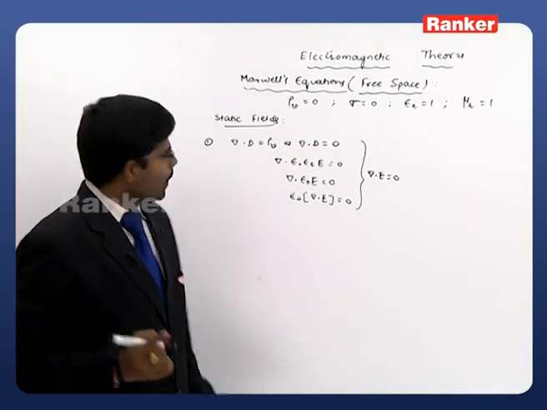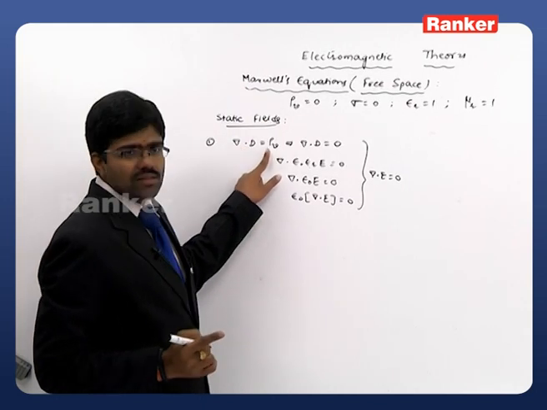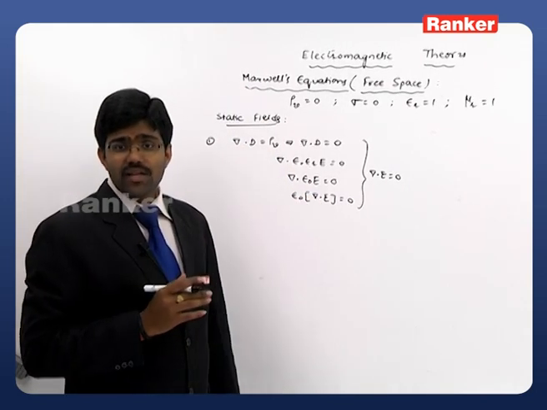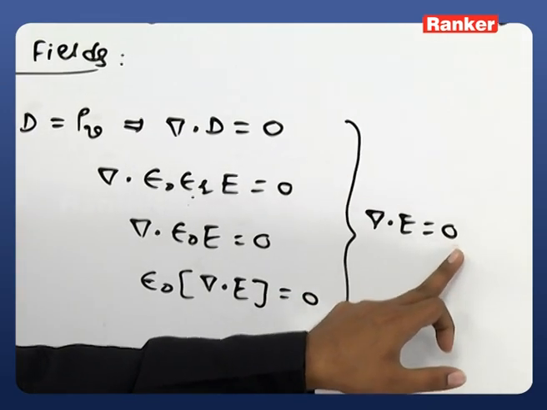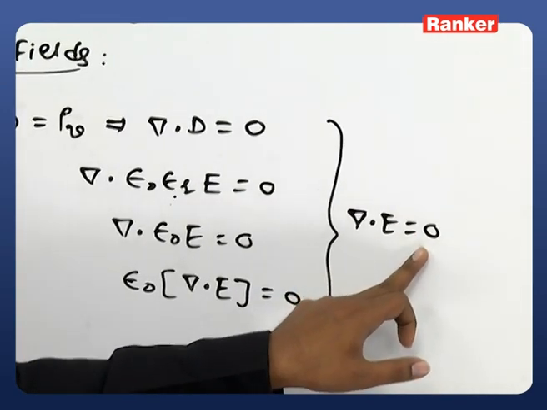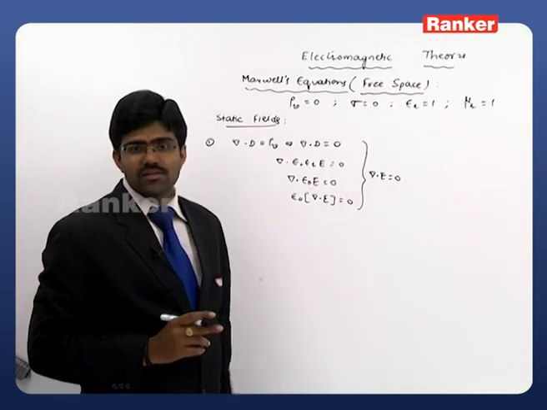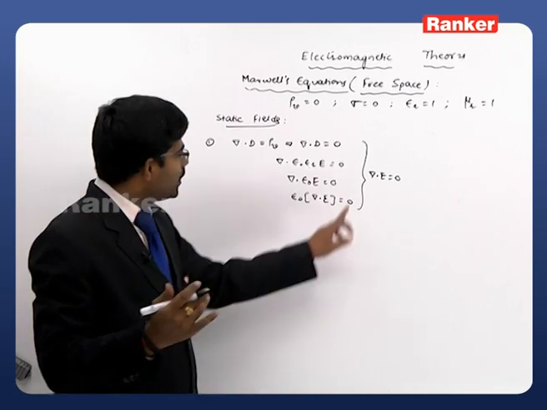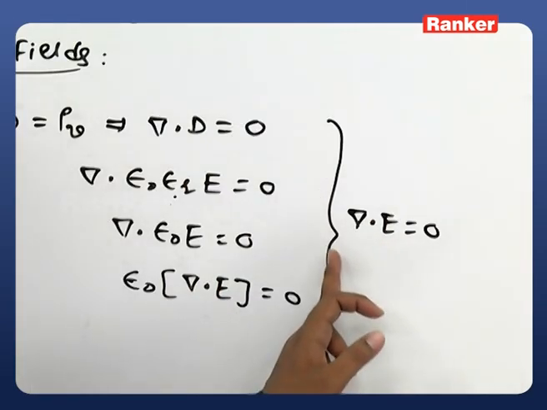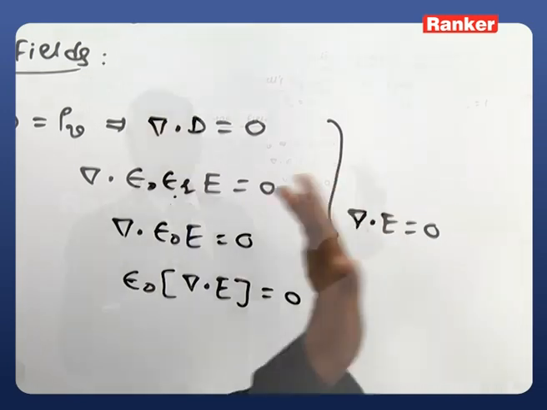Clearly, del dot D is equal to rho v is the basic equation that we have for static fields, but that was modified as del dot E is equal to 0 and can be treated as Maxwell's first equation for free space. So whenever you are asked to write down Gauss law for electrostatics in our free space medium, you just need to write down del dot E is equal to 0.